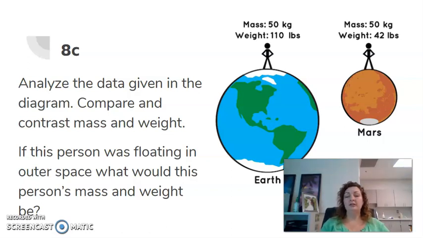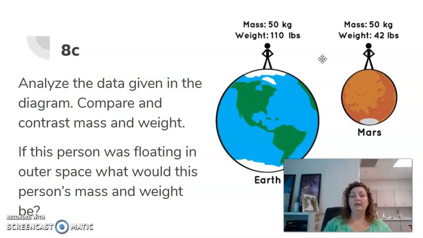We have two different pictures here, one of the Earth and a guy, and one of Mars and a guy, okay? And if we compare their numbers, the mass is 50 kilograms on both, but the weight changes. The weight of the one on Earth is 110 pounds, and the weight of the one on Mars is only 42 pounds, but they're the same guy, all right?